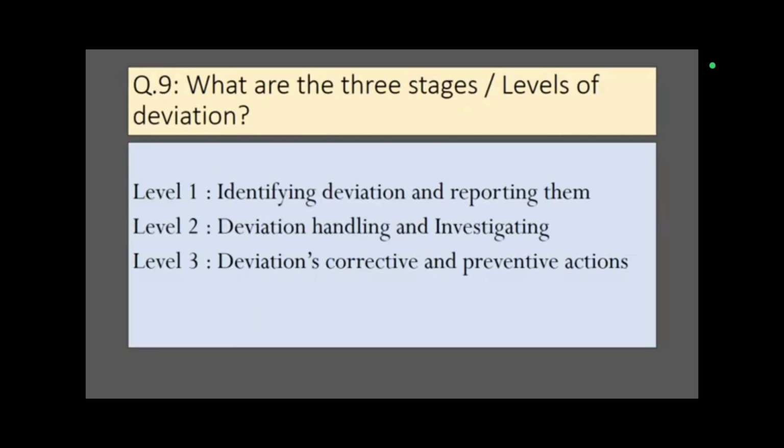Next question, what are the 3 stages or levels of deviation? Level 1, identifying deviation and reporting them. Level 2, deviation handling and investigating. Level 3, deviations, corrective and preventive actions.